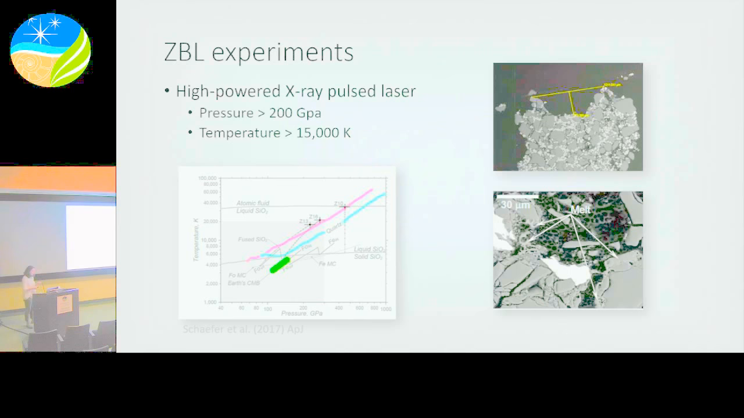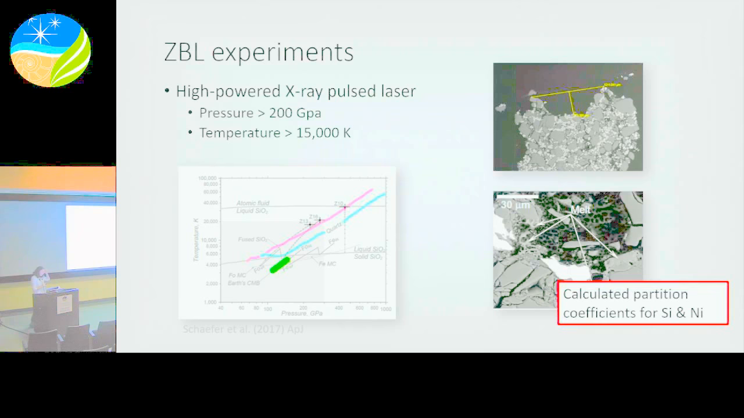And the conditions for these experiments are shown here in these three points. So there are three experiments. This upper experiment, unfortunately, the sample exploded on pressure release. So we only have data from these two experiments here. And you can see the pressure that these got up to was a little bit above 200 GPa in extremely high temperatures.